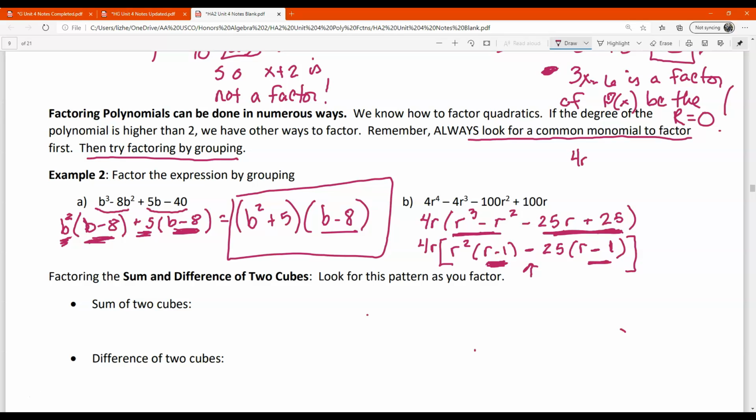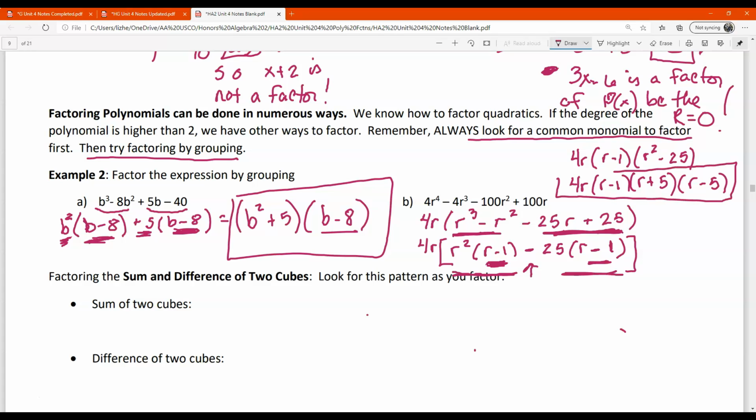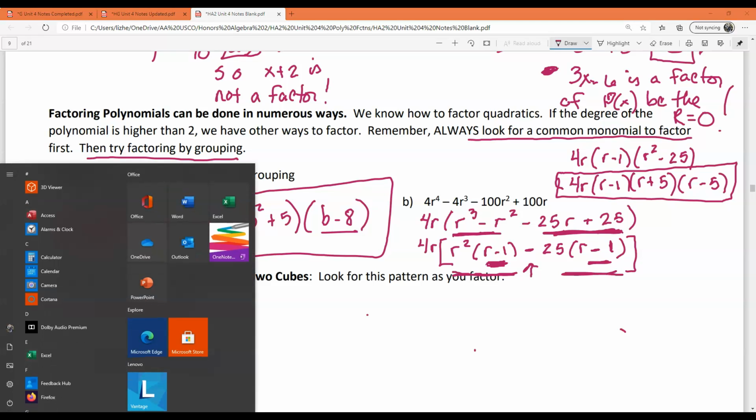I have 4r times both of these factors, this big one here and this big one here, have r minus 1. So I'm going to take out that r minus 1. And what am I left with? R squared minus 25. And then you look at that and you say, well, that's not done because this r squared minus 25 is the difference of squares. So then you'll say 4r times r minus 1, r plus 5, r minus 5. And that is fully factored. And remember, once that polynomial is fully factored, you know your zeros.